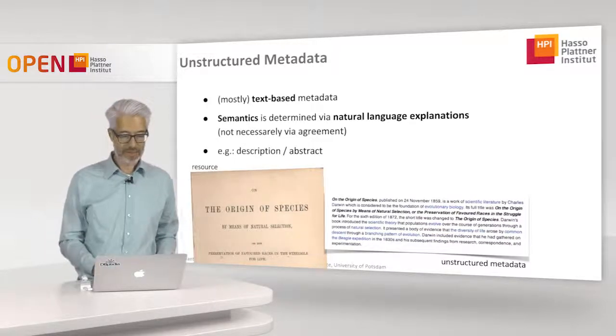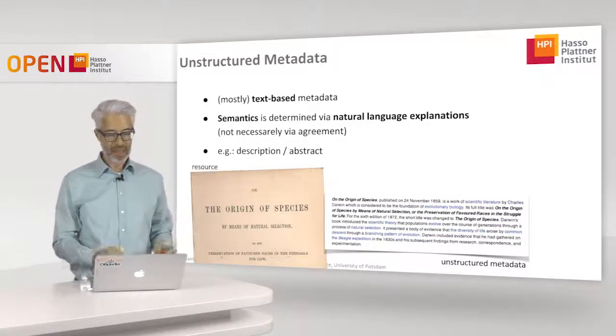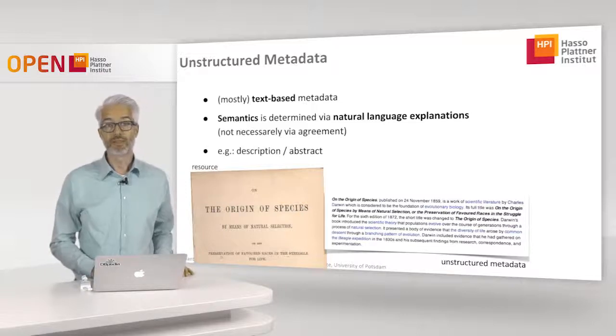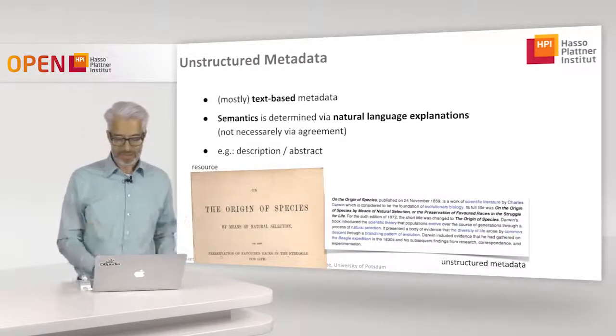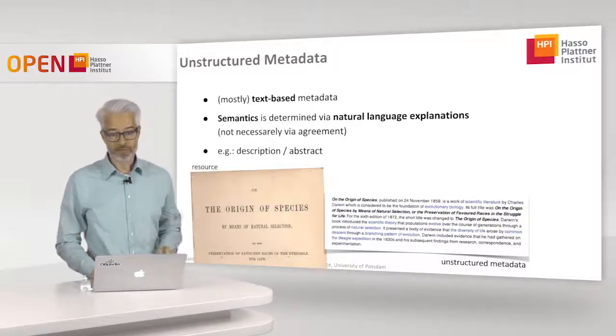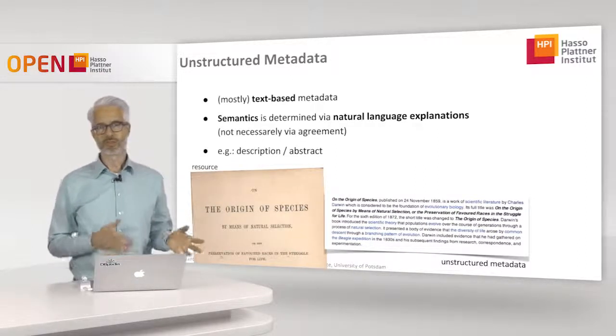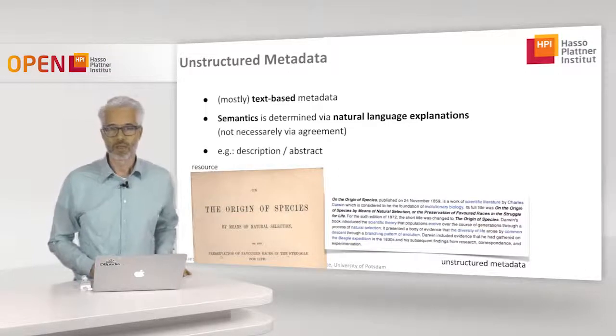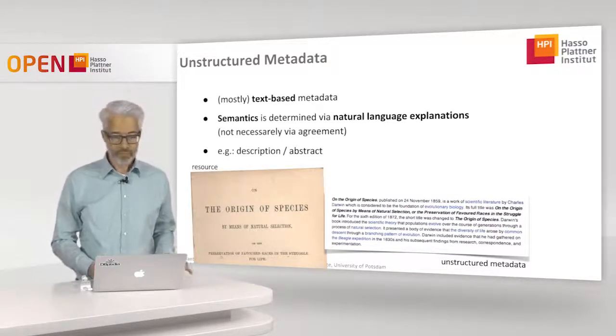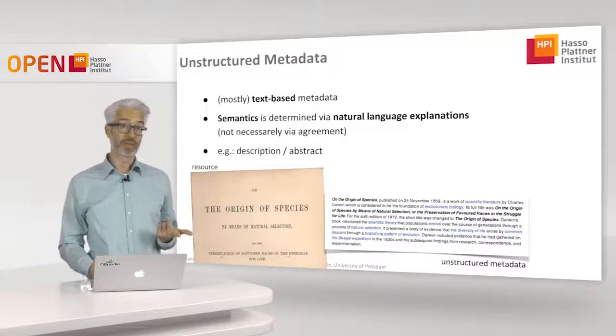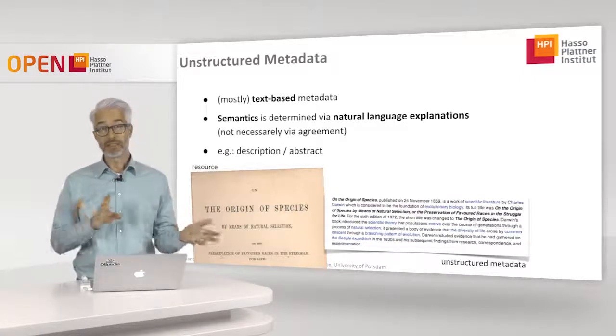And you see here an example. We have here Charles Darwin's The Origin of Species, and you see here, besides a small abstract, what this book is all about. So this is unstructured metadata, simply because it's given in complete natural language description. Okay, structured and unstructured metadata. What else can we distinguish?